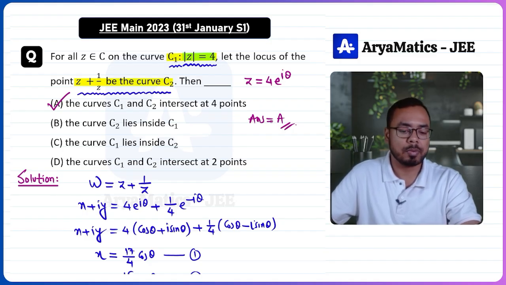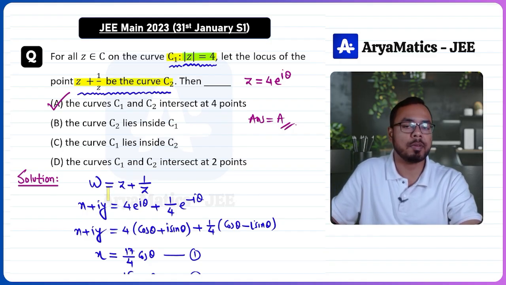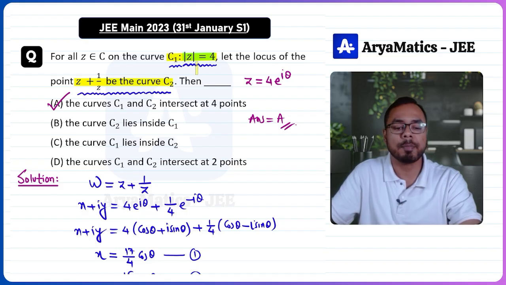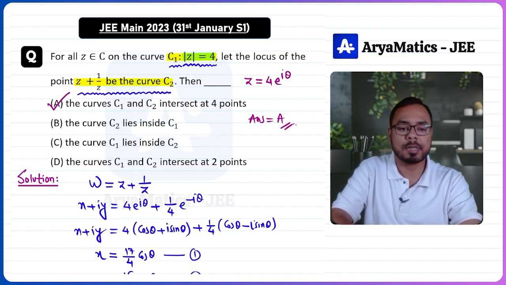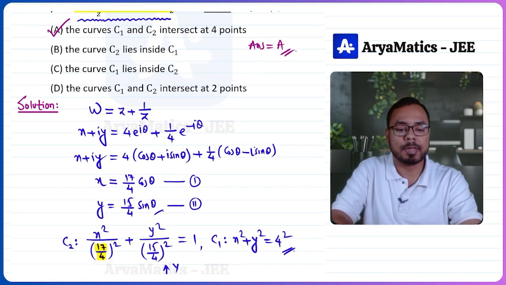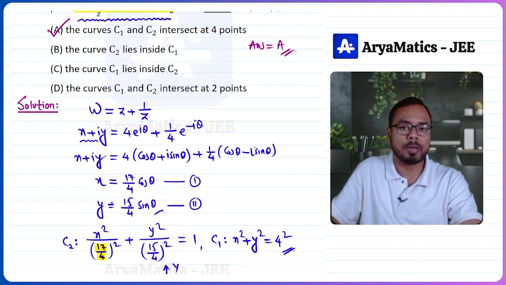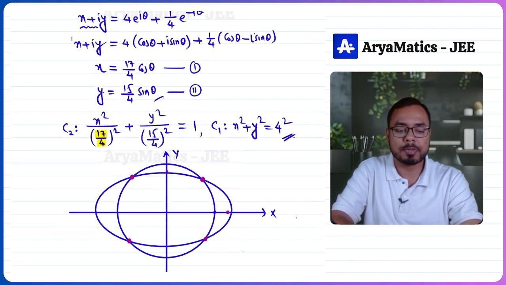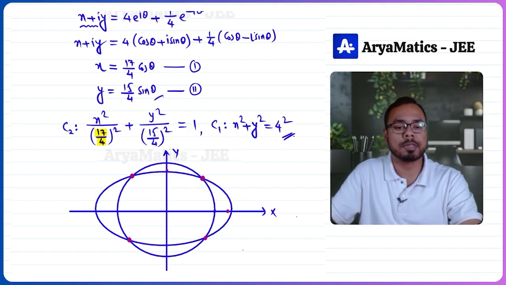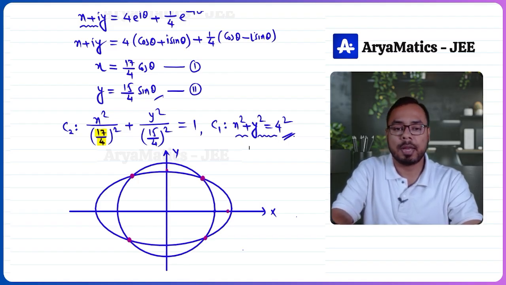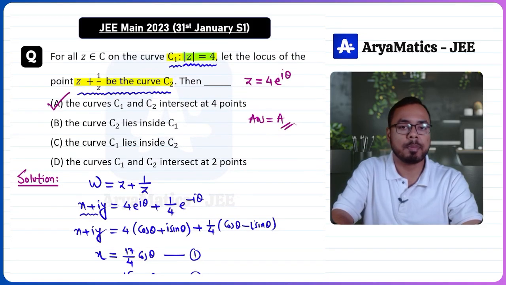So this was an interesting problem where first we had to identify the locus of the point z plus 1 by z, where z is a point on curve C1. In order to identify that locus, let us say z plus 1 by z is omega. Replace omega with x plus iota y, and then by equating the real and imaginary parts, we got these two equations. Now these are the parametric equations of an ellipse, and in order to get the equation of the ellipse, you find sine and cos theta, and then square and add. Finally, we are getting 4 points of intersection between these two curves, and therefore the correct answer for this problem will be the first option.